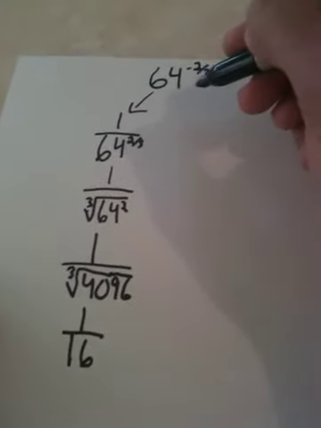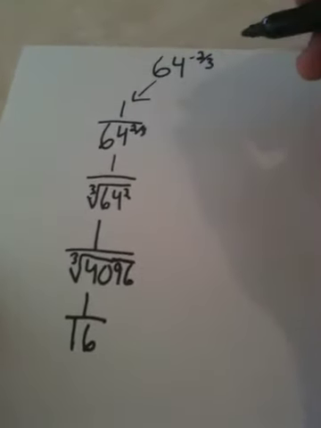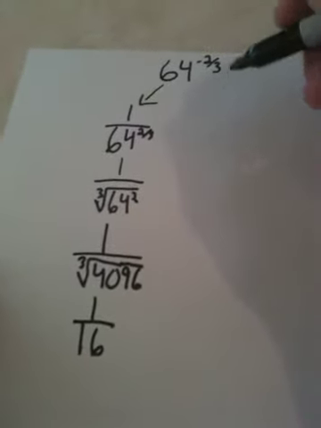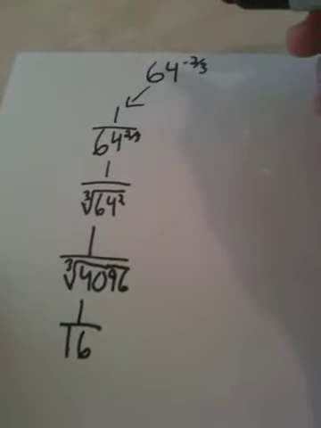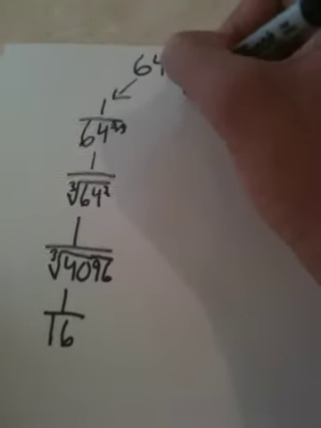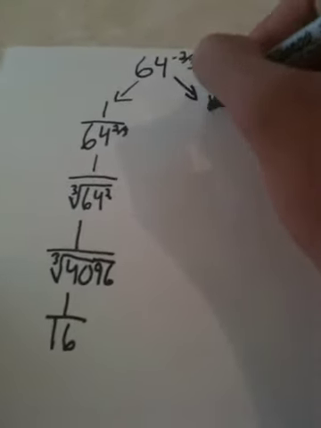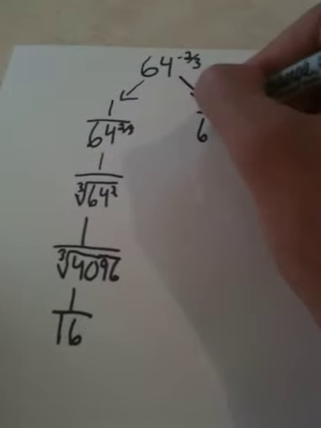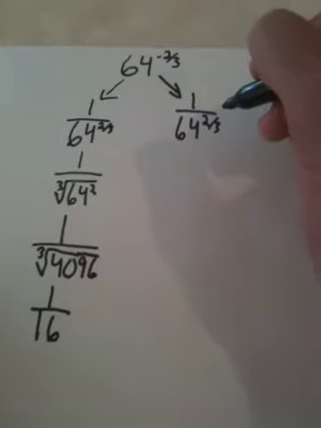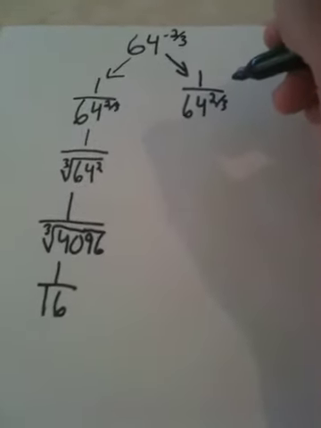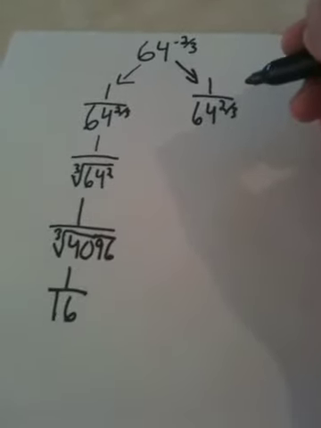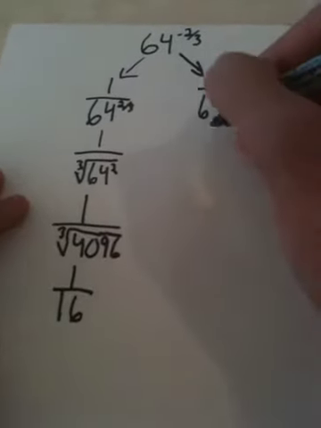The second way of solving is starting out with 64 to the negative 2/3 power, and like the first way, you must make it positive. So you would put 64 to the negative 2/3 in the denominator. Then, instead of creating a radical, you would simplify 64 into 2 to the 6th power.